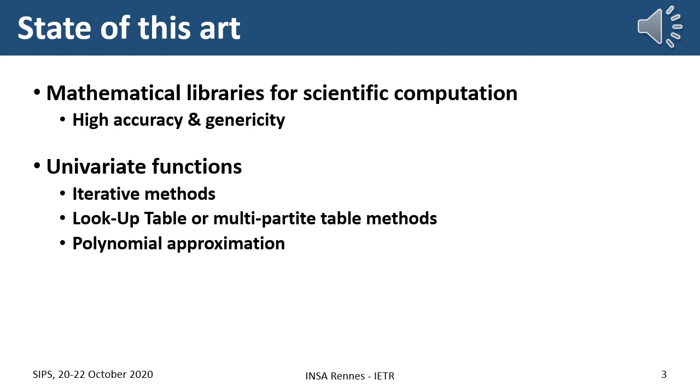For univariate functions, various techniques have been proposed. You can use iterative methods such as the shift-and-add BKM algorithm or the CORDIC algorithm to approximate trigonometric, logarithmic, exponential or hyperbolic functions. These approaches require pre-computed tables. The accuracy will depend on the number of iterations. If low precision is tolerable, lookup table or multipartite table methods can be used. These approaches require pre-computed tables and only addition operations, which lead to efficient hardware implementation.